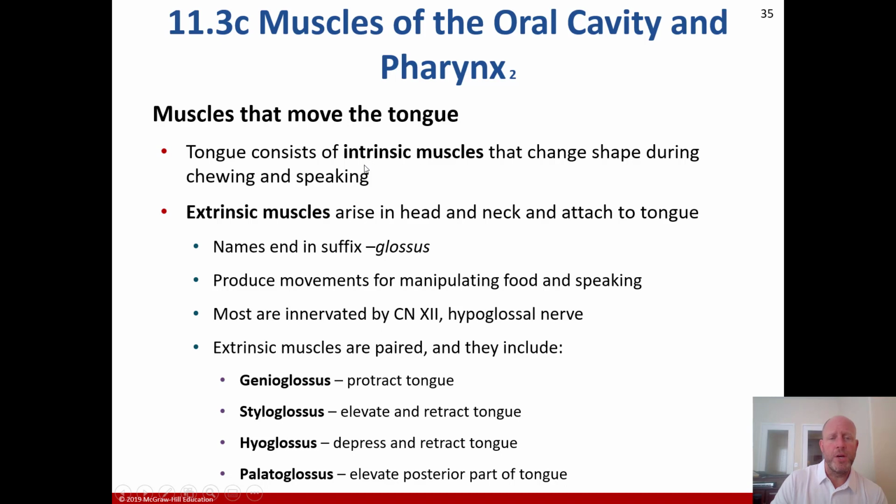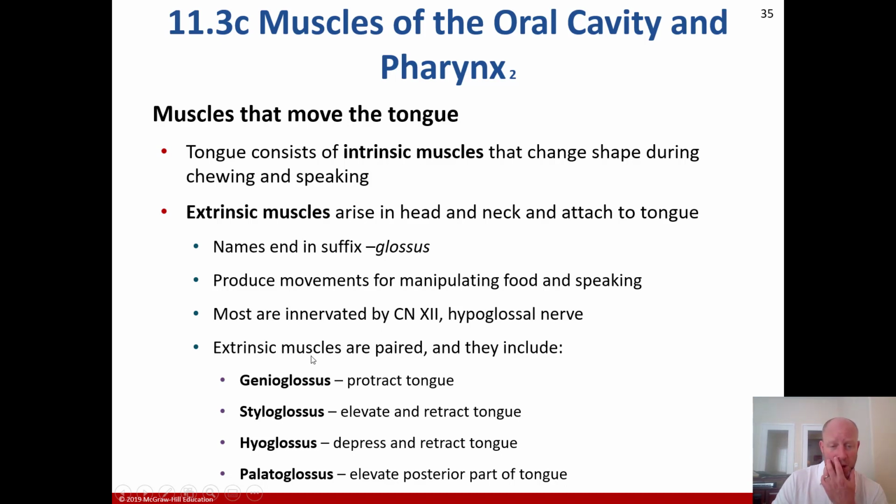Muscles that move the tongue. The tongue consists of the intrinsic muscles that change shape during chewing and speaking, and the extrinsic muscles that arise in the head and the neck and attach to the tongue. The names end in the suffix glossus. They produce movements for manipulating food and speaking, and most are innervated by CN12, the hypoglossal nerve.